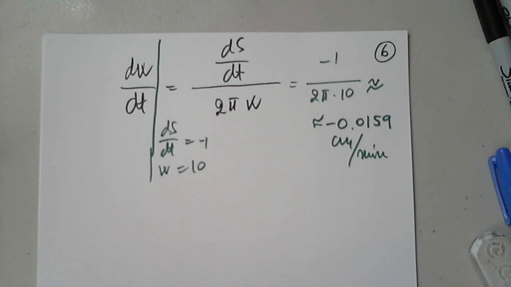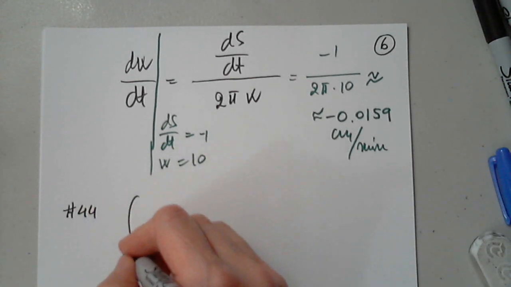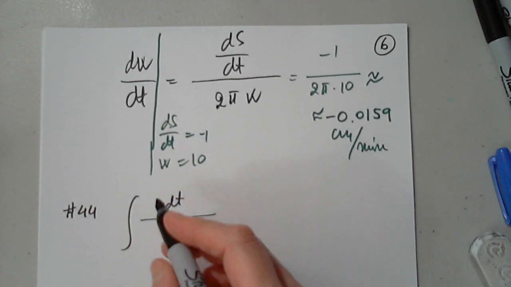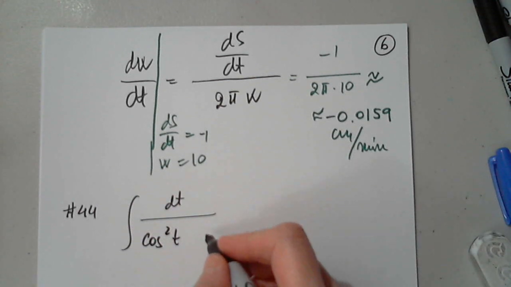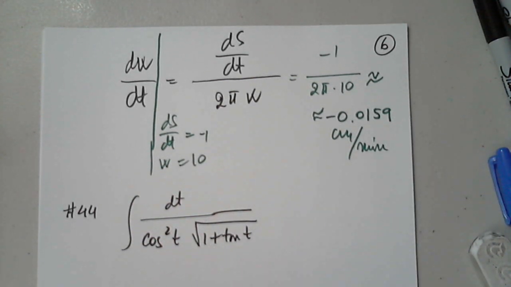Okay, we are looking at indefinite integrals. Who would like to choose? Can we do number 44? Yes. Let's look at 44. 44, let me copy it. The integral of dt divided by cosine squared t and the square root of 1 plus tangent t.